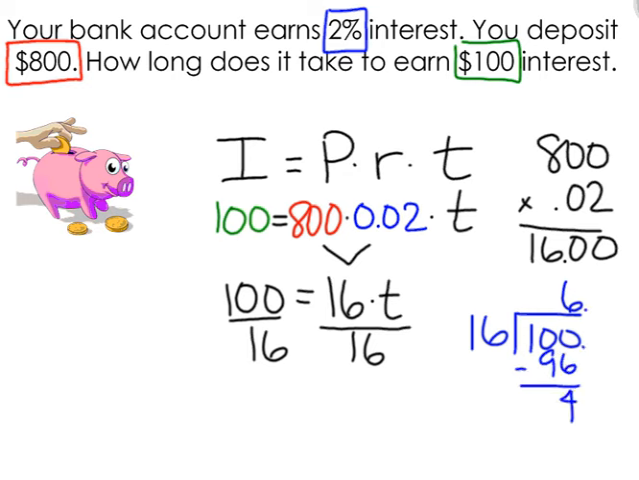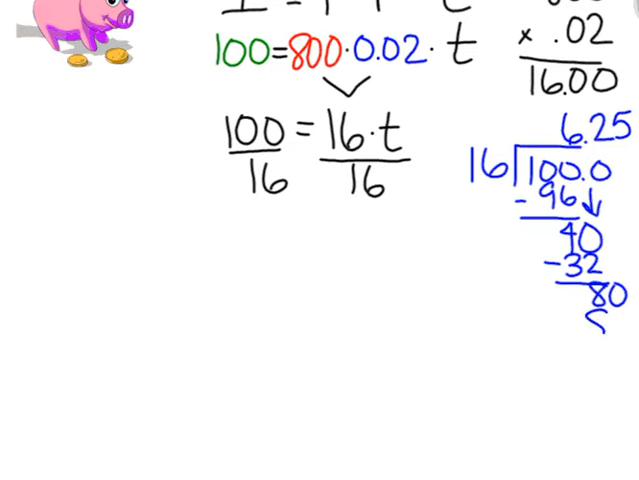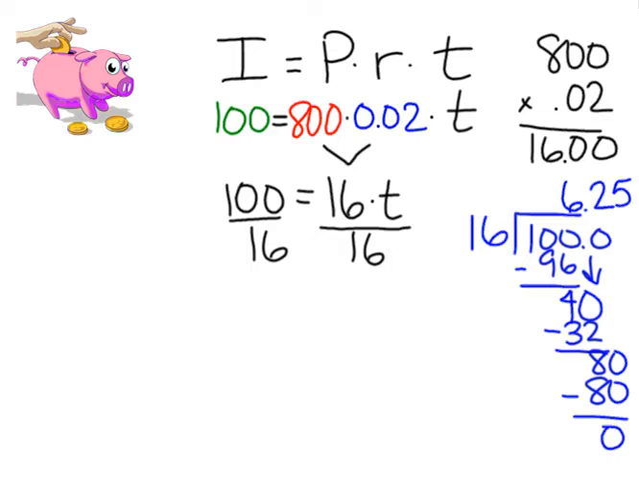So I will add my decimal point, and 16 can go into 40 twice to get to 32. And 16 will go into 80 exactly 5 times. So my time is 6.25.